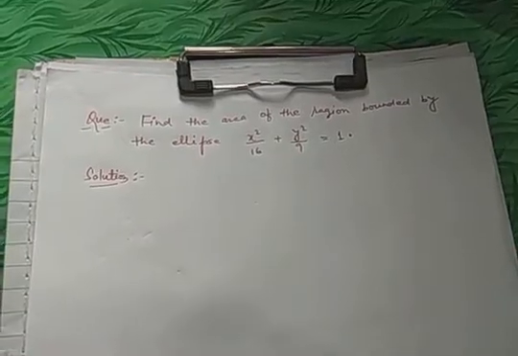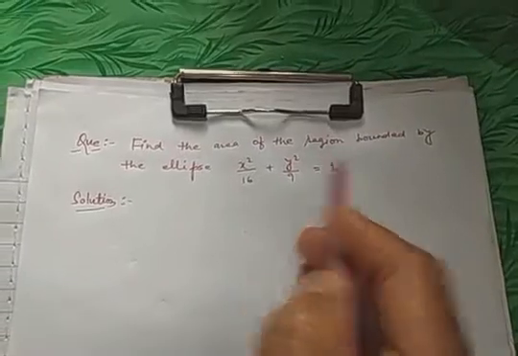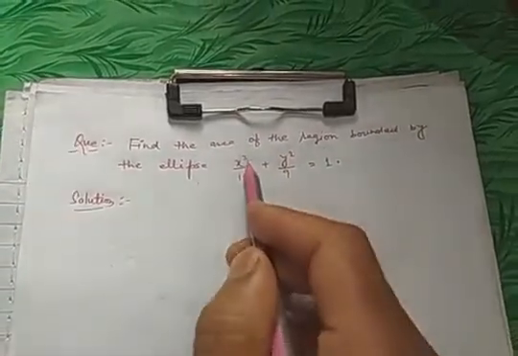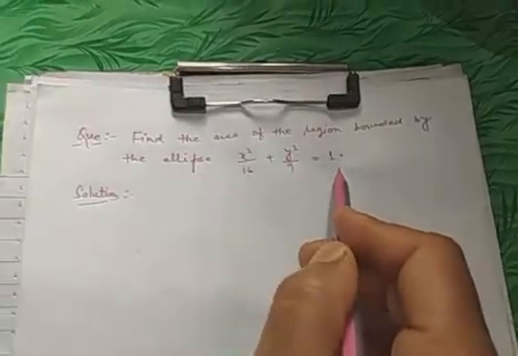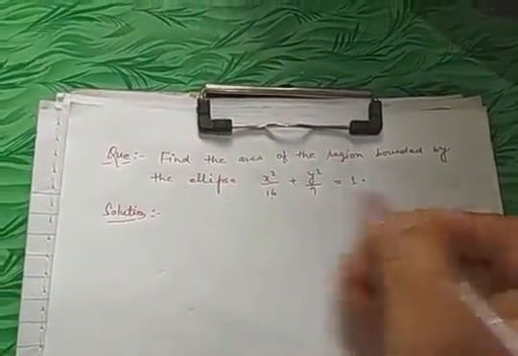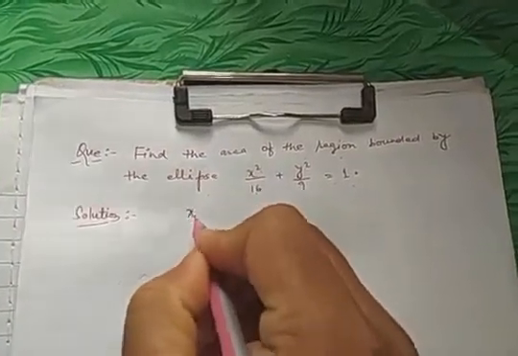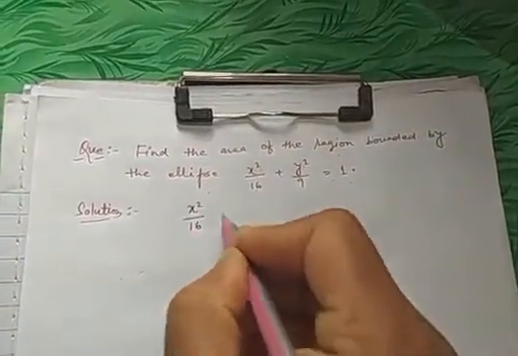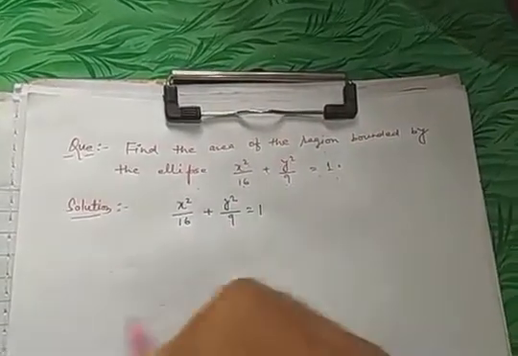Hi students, here we have to find the area of the region bounded by the ellipse x square upon 16 plus y square upon 9 is equal to 1. Here, students, the given equation of the ellipse is x square upon 16 plus y square upon 9 is equal to 1.